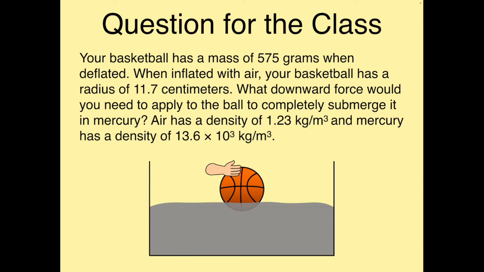So what we're going to find is how much force would you need to apply to actually hold it completely underneath the surface. So to work this out, we'll remember that air has a density of 1.23 kilograms per cubic meter. We're going to need to know that. And mercury has a density of 13.6 times 10 to the 3 kilograms per cubic meter. So pause the video for a second, see if you can work this out, and then we'll go through it together.